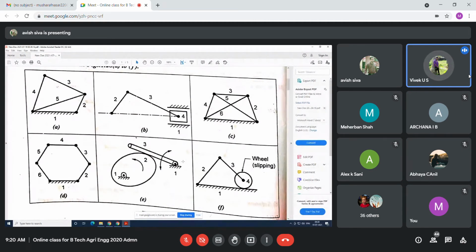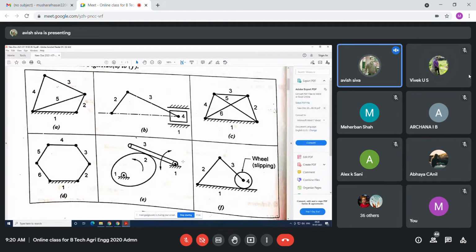Sir, degrees of freedom is 2, right? Higher pair is 0, right? Number of links is 4. Number of joints is 4. So what about degrees of freedom? Just substituting the equation: 3 into (4 minus 1) minus 2 into 4. 3 into 3 is 9, minus 2 into 4 is 8. 9 minus 8 is 1. Isn't that the answer that will come, Vivek?